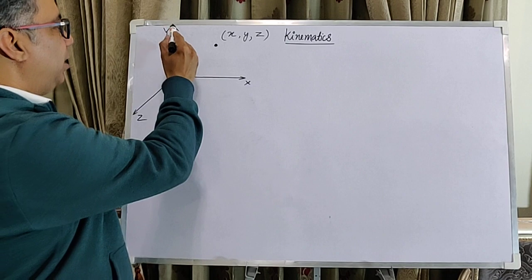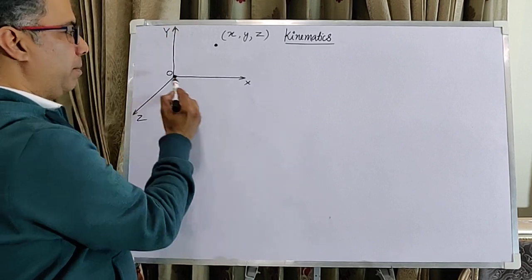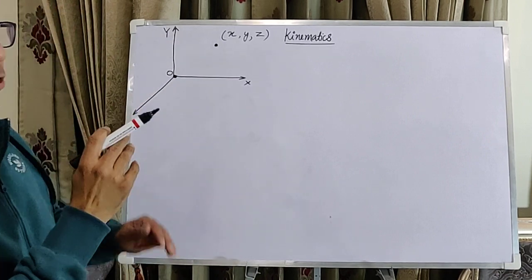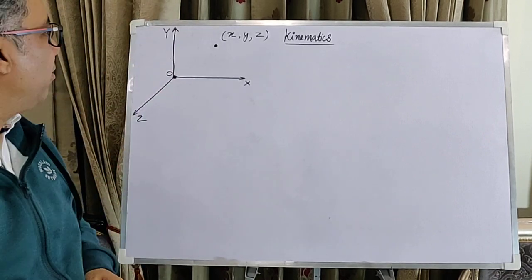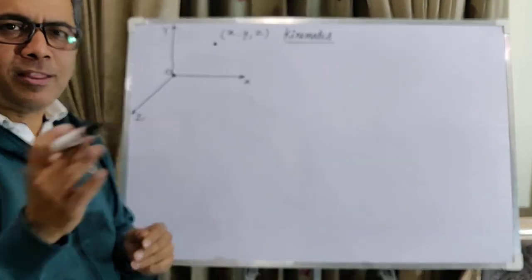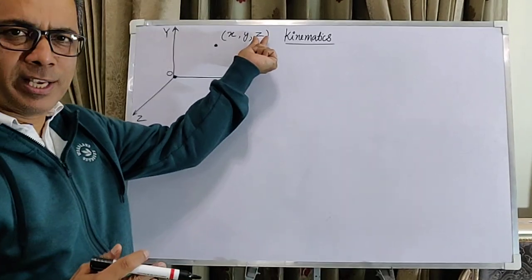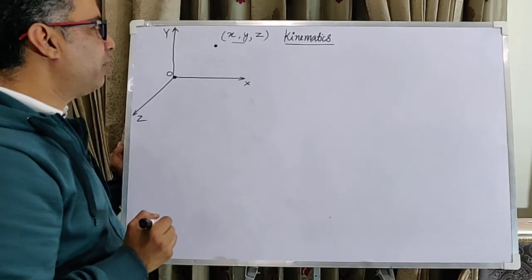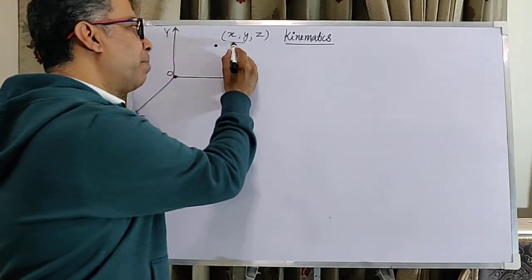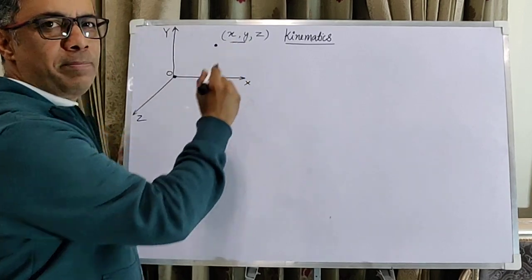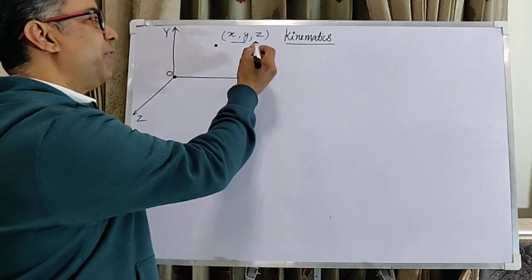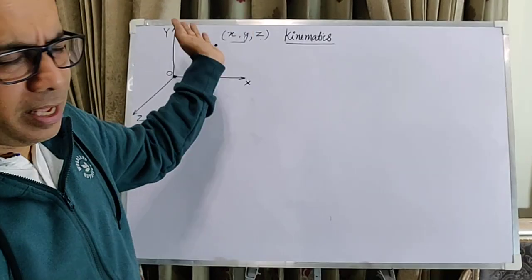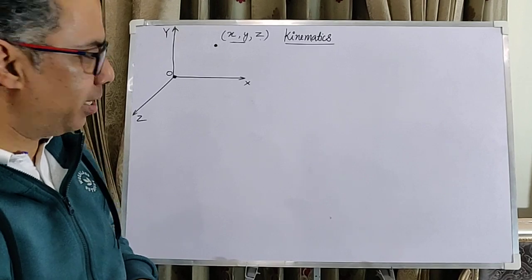For instance, this is the xy plane. The plane of the board is the xy plane. If from this point I drop a perpendicular on the xy plane, that length of the perpendicular would give me the z coordinate. The length of that perpendicular is the z coordinate, and you can then similarly define the other coordinates.